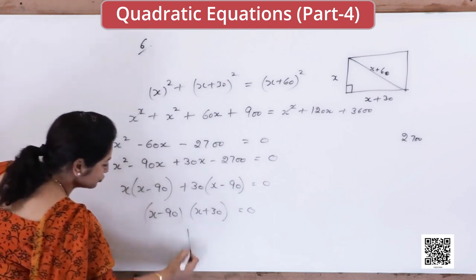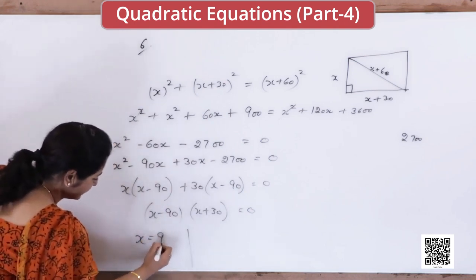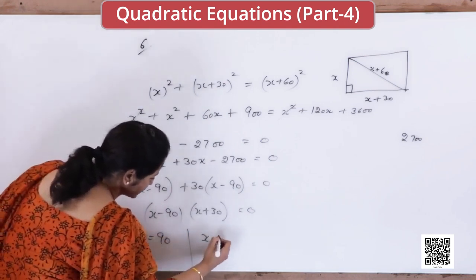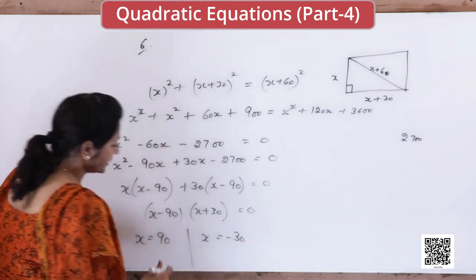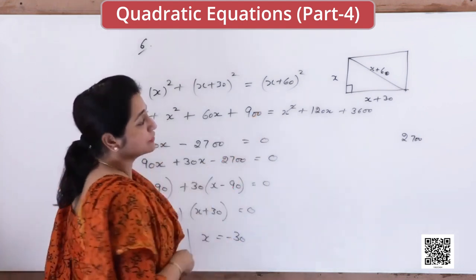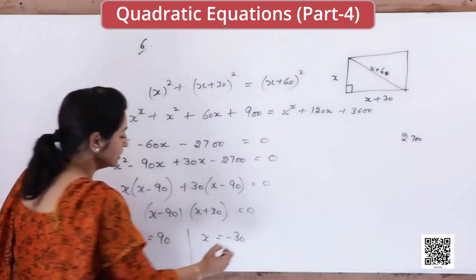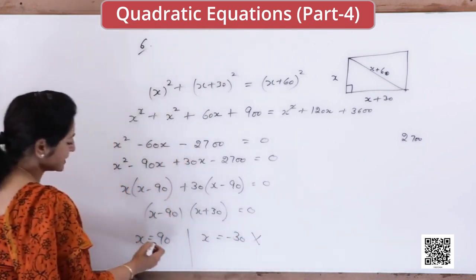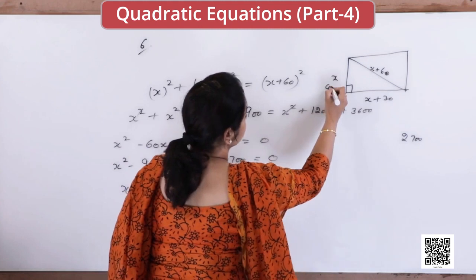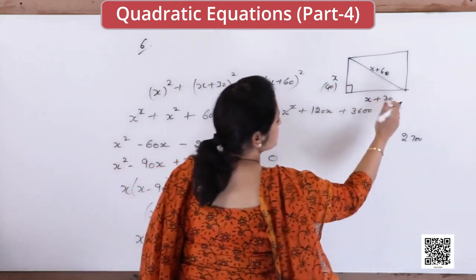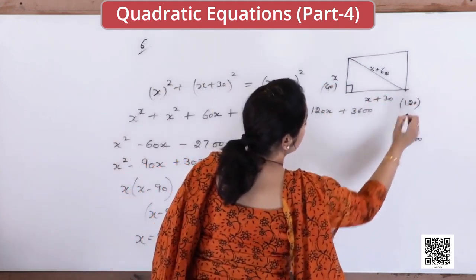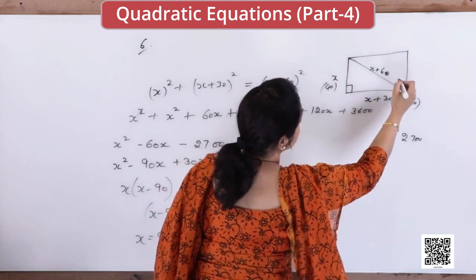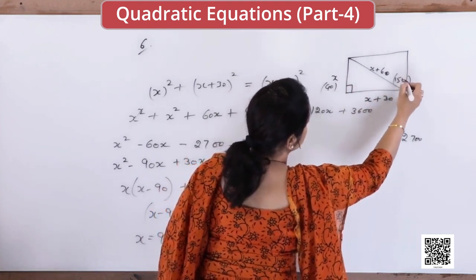If this bracket is assumed to be 0, then the value of x will be 90 and here the value of x will be minus 30. Now x is one side of the rectangle. It cannot be negative, so this cannot be the answer. x will be equal to 90 here. And thus this side will become 120 and the hypotenuse will become 150.